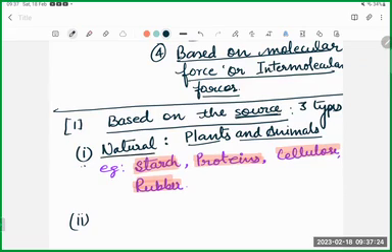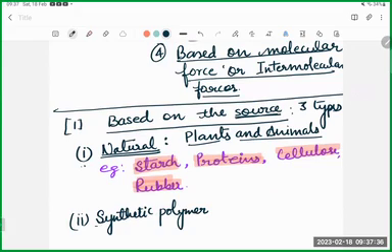So after natural polymers, the next topic is synthetic polymers. So synthetic polymers, what will be the source? Basically this is man-made, right? We are preparing it in industries. So man-made polymer compounds we call synthetic polymers. So we know polymers like polyethylene, polyacetate, polyvinyl chloride. Such compounds are artificially made, in the sense that these polymers are man-made.